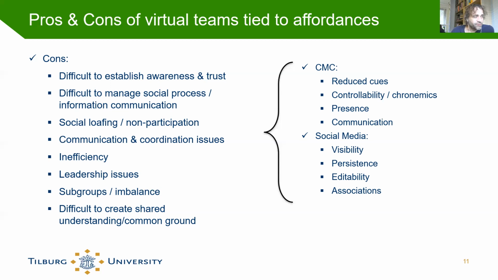Research says that virtual teams sometimes may be inefficient because it's difficult to communicate. Well, especially inefficient if you have to do the difficult emotional stuff, negotiations, etc. There are leadership issues in virtual teams. It's difficult to establish leadership, and if you have a leader, it's difficult for them to be listened to.